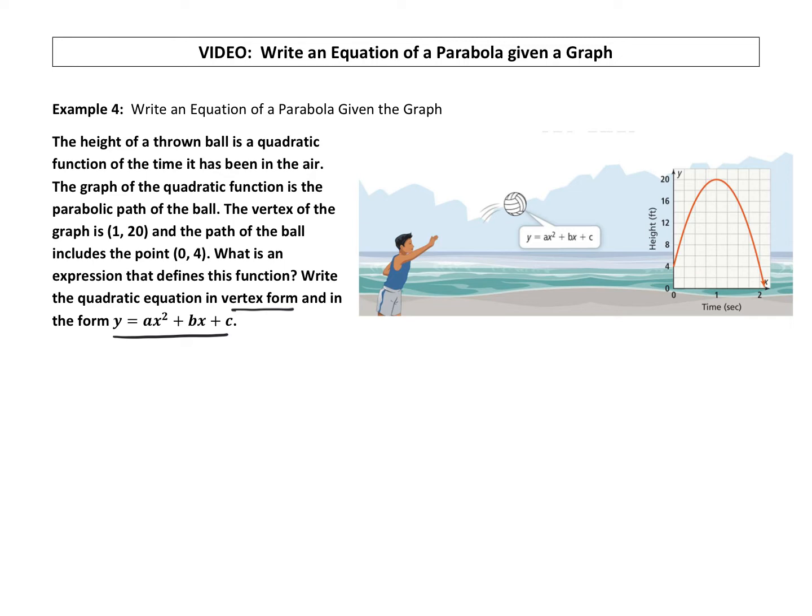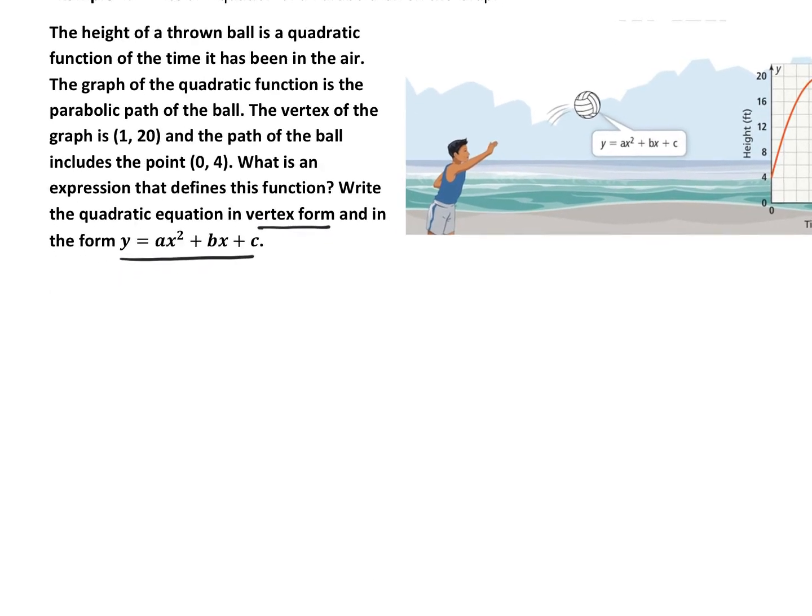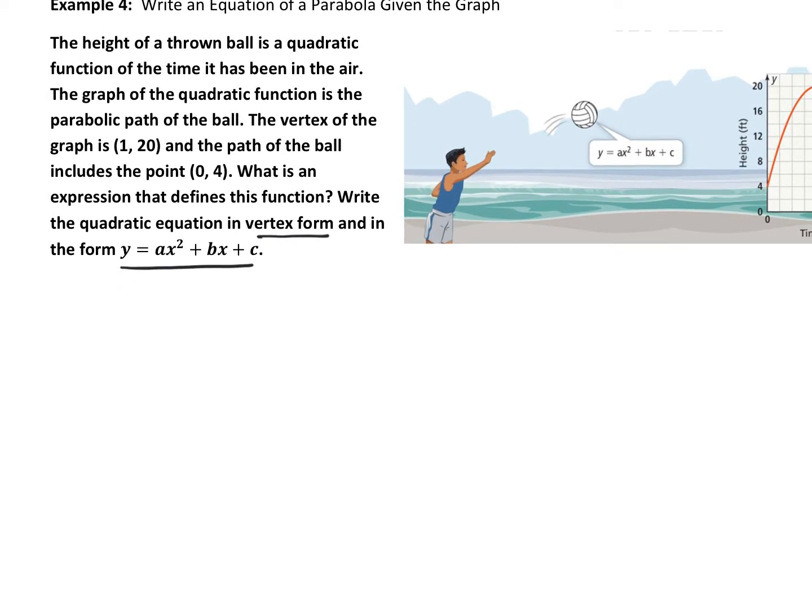Again, that's standard form, and we're going to focus on that some more in probably the next lesson, but we are just getting a sneak peek at it here. So write the equation in vertex form. So remember, vertex form looks like a times (x minus h) squared plus k.